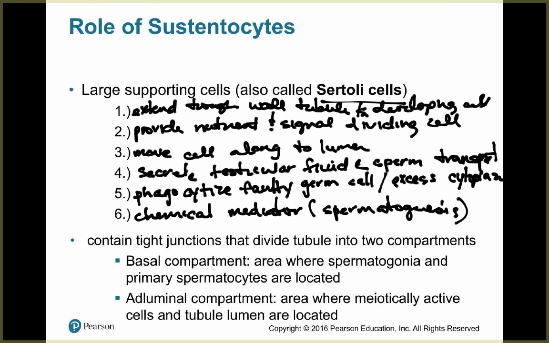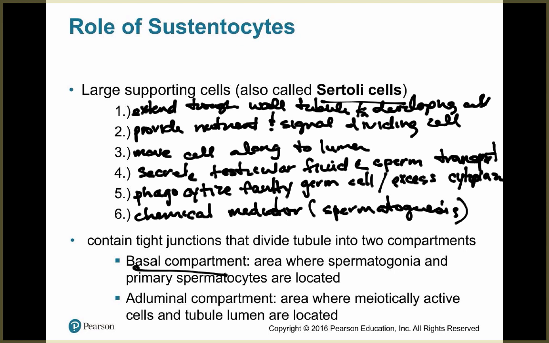And again, they contain tight junctions that help divide tubules into two compartments. These tight junctions, again, prevent sperm antigens from escaping into the blood and causing activation of the immune system. And that's because sperm is not formed until puberty. So it's absent during the development of the immune system. And so the body can't recognize sperm cells as being part of its own body cells, so it will attack it. So it's a way to separate it so that doesn't happen.